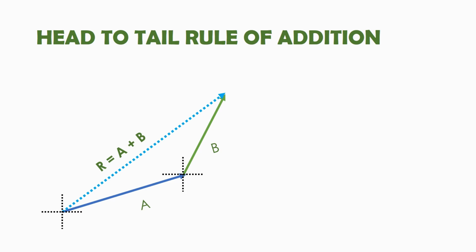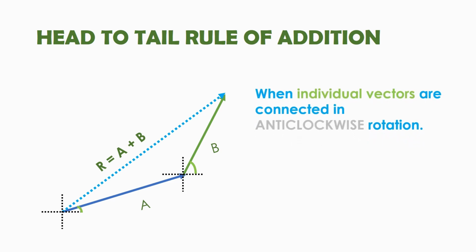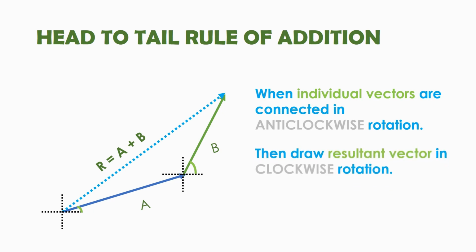There are a few points that should be remembered. The angle should remain the same whenever you are drawing the first vector and the second vector. Without changing the angle, if we change the order, it will not affect the size of the resultant vector in any case. But remember, the direction of the resultant vector could change in that case. Points to be noted here: when individual vectors are connected in anticlockwise rotation, then draw the resultant vector by using clockwise rotation.